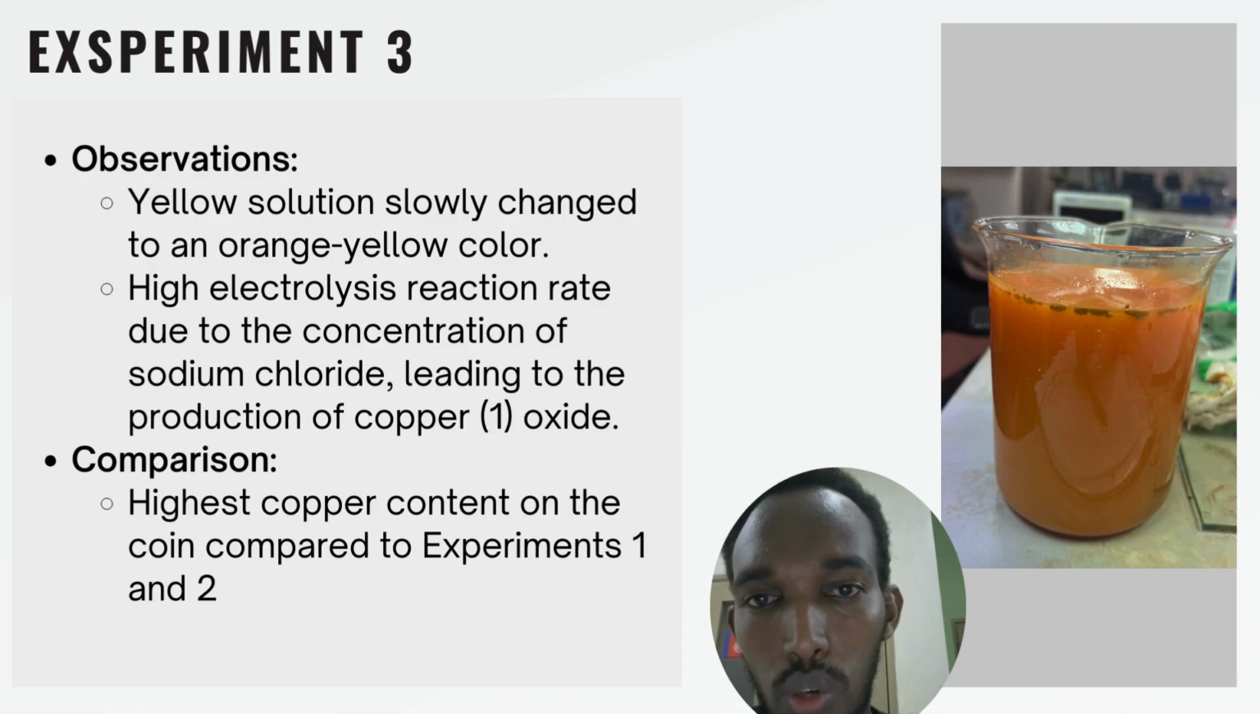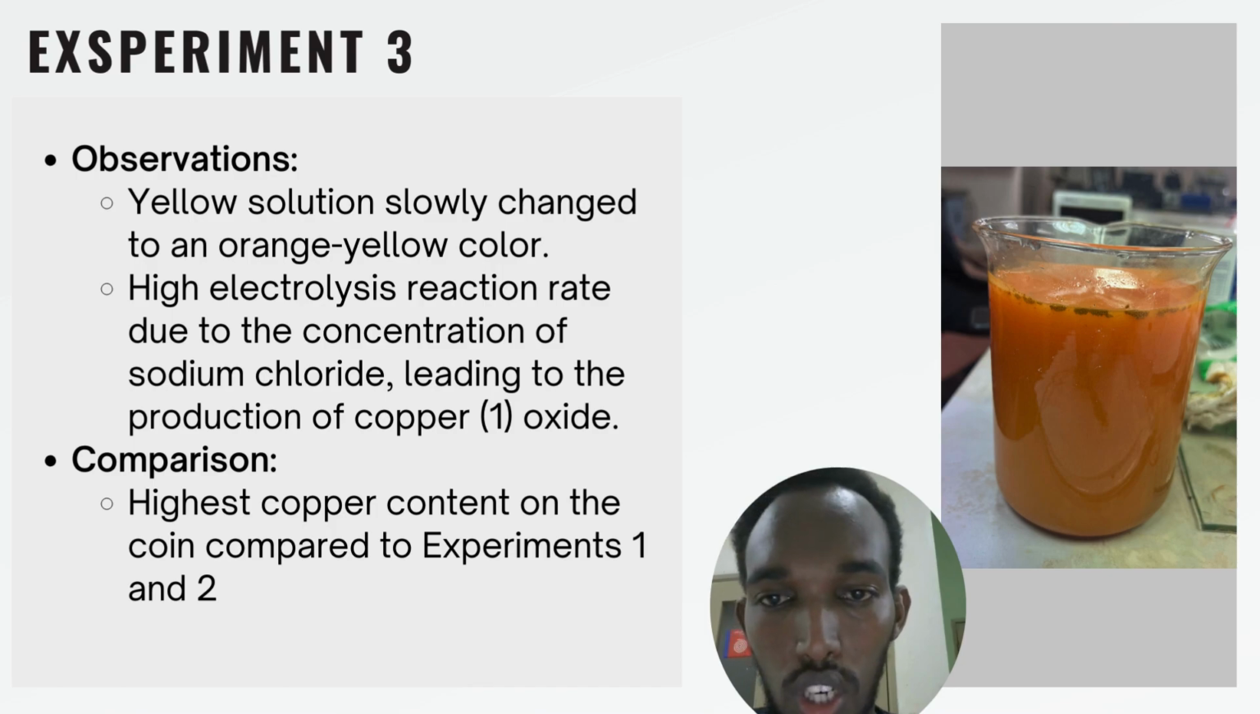Experiment 3 observation: the yellow solution is slowly changing to an orange-yellow color. The electrolysis reaction rate is high due to the concentration of sodium chloride, leading to the production of copper oxide. A comparison: the highest copper coating on the coin is seen when comparing experiment 3 to experiments 1 and 2.